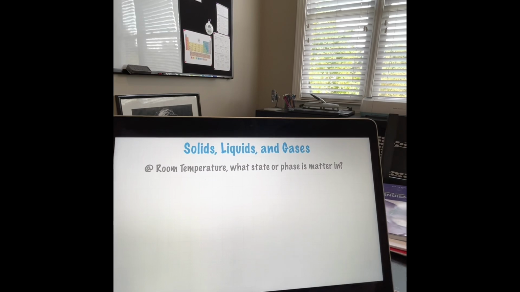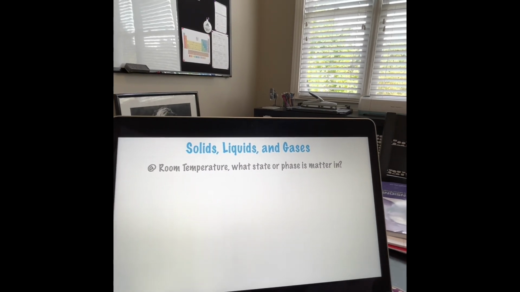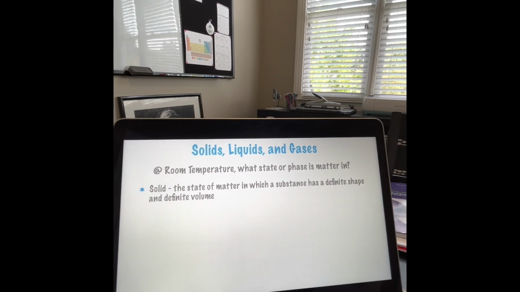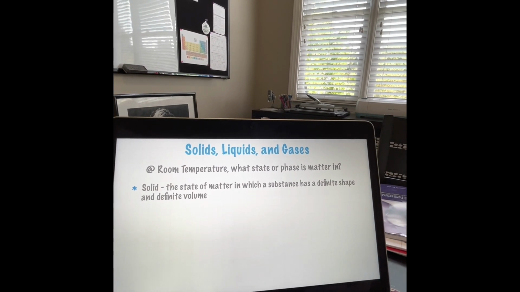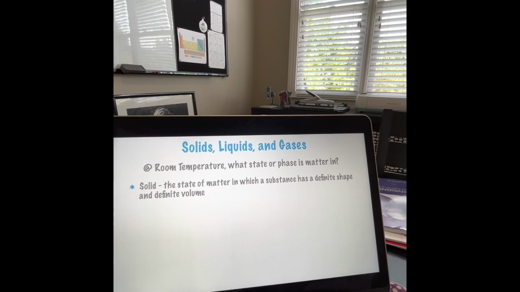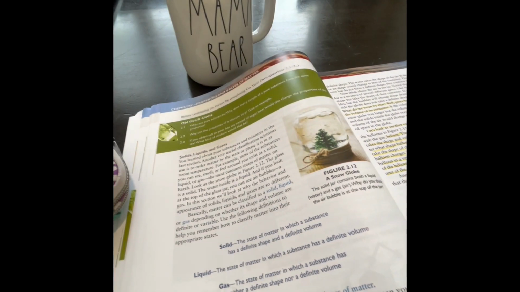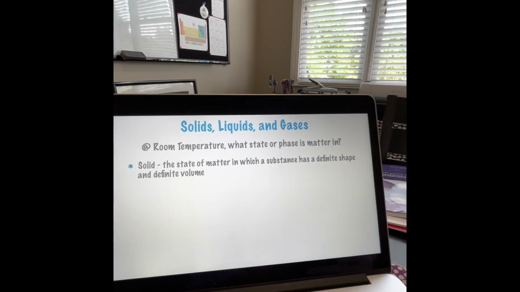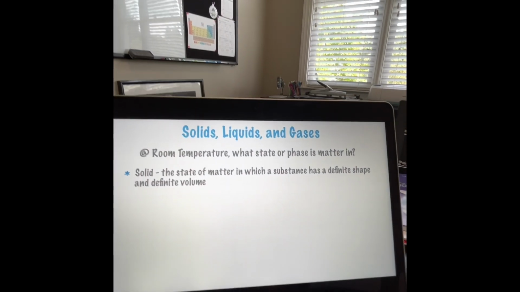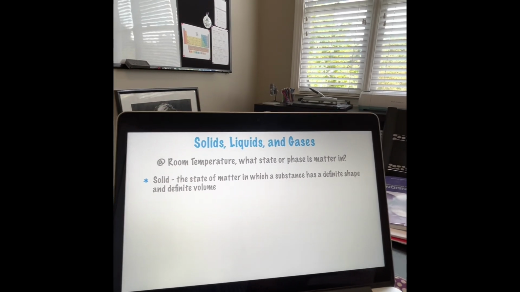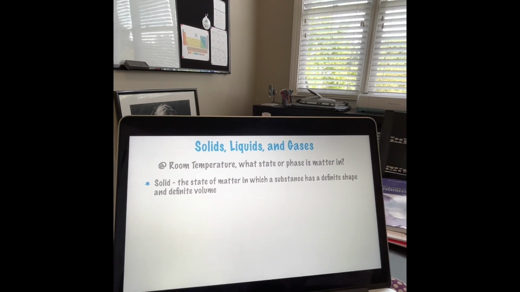At room temperature, what state or phase is matter in? First, and you all know this, we have a solid, the state of matter in which a substance has a definite shape and definite volume. My computer, for example, our textbook, for example, no matter what, it is the same shape and the same volume sitting here as a solid at room temperature.